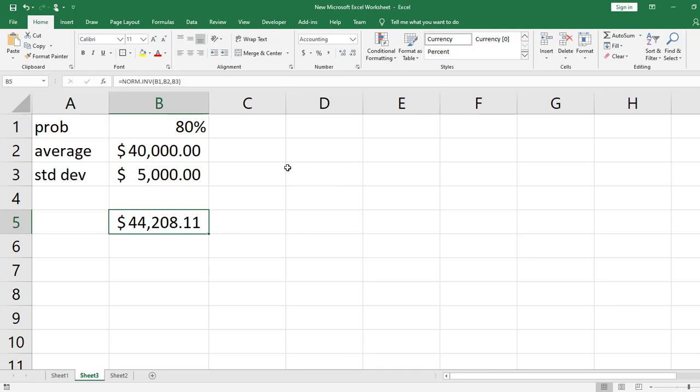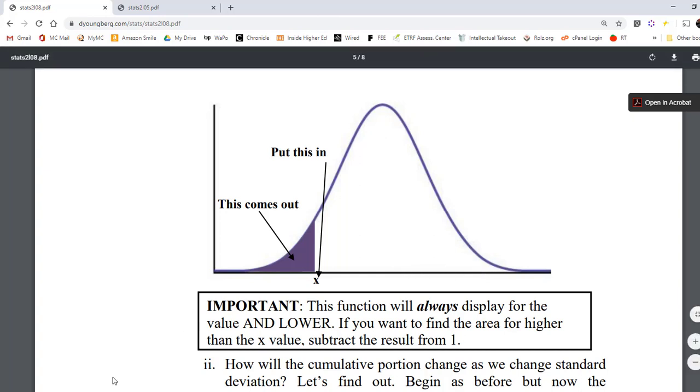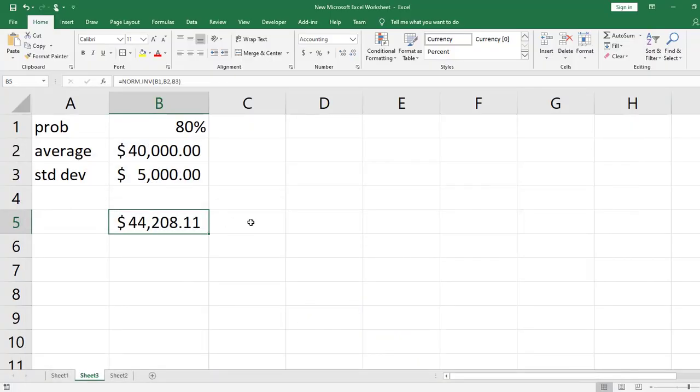Now, I have a similar problem as before. If I make it $44,208.11, that's a really weird number to set as a threshold. It's not intuitive. If I round down, before that solved my problem because I was going away from the median, from the middle. But if I round down here, now I'm going toward the middle. And I want to go the other way. So I want to round up to 45,000.